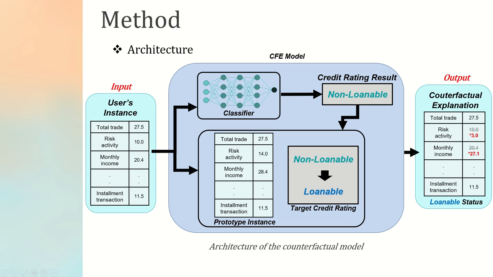Method. This is the architecture of our method. The input goes into the model. Then the input instance is perturbed until the classifier's prediction changes to the target label. Also, in this perturbing or training, the input instance changes to be similar to the prototype instance.